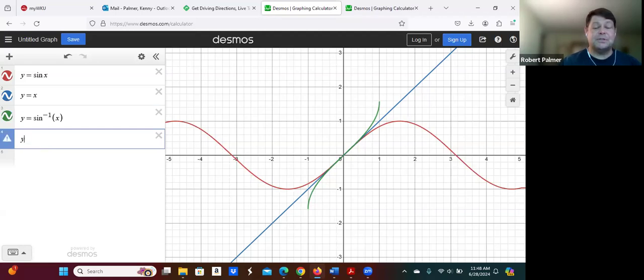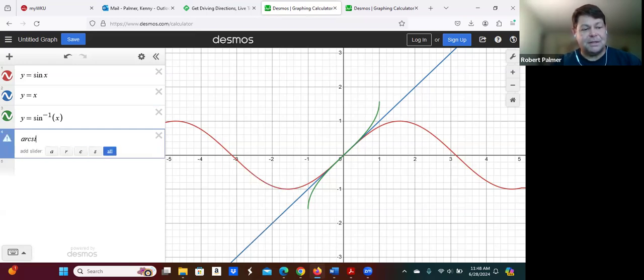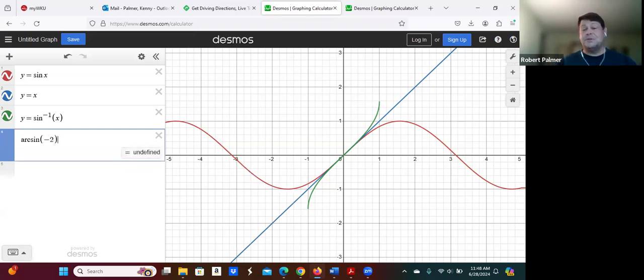Another way we can write inverse sine is arc sine. You may have also seen that done as well. So if we type ARCSIN, that's the same thing. Arc sine of, say, -2 or +2 is not defined. Your domain is only between -1 and 1, but it does include -1 and +1.